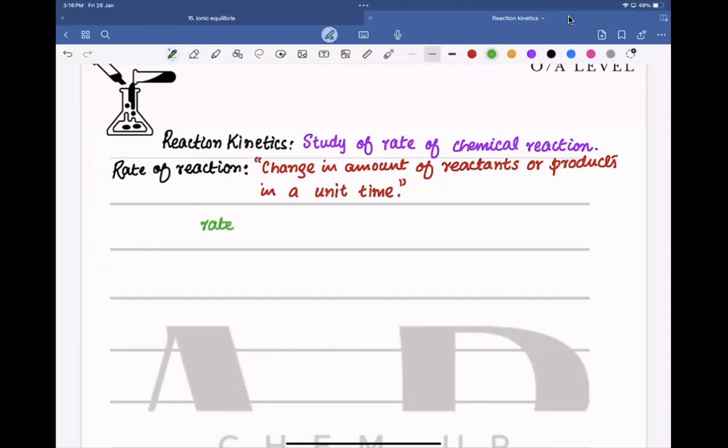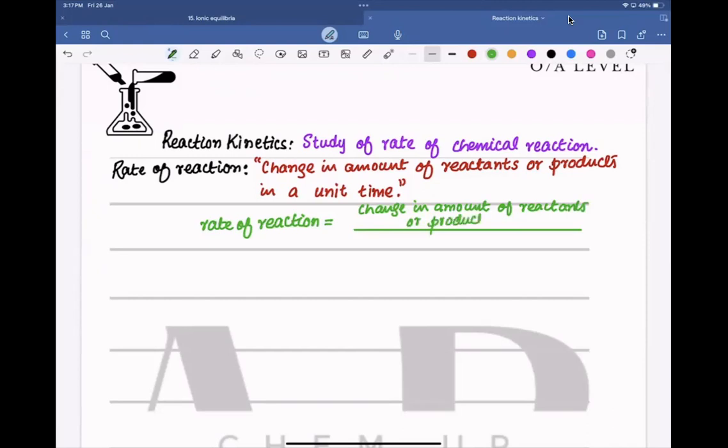Okay. So rate of reaction, we can say that change in amount of reactants or products over time. It is rate. Okay.